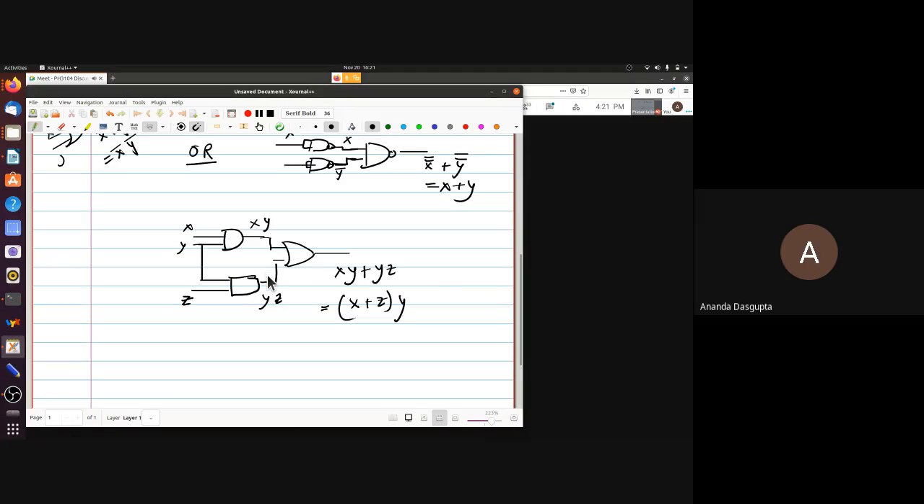So if I gave you a circuit like this and asked you to convert this to a NAND only circuit, how would you proceed? Any ideas? How would you implement the same circuit, one which is made out of AND, OR, and possibly NOT gates as well? This one doesn't have any NOTs, but you can have NOTs. How would you make this into a NAND only circuit?